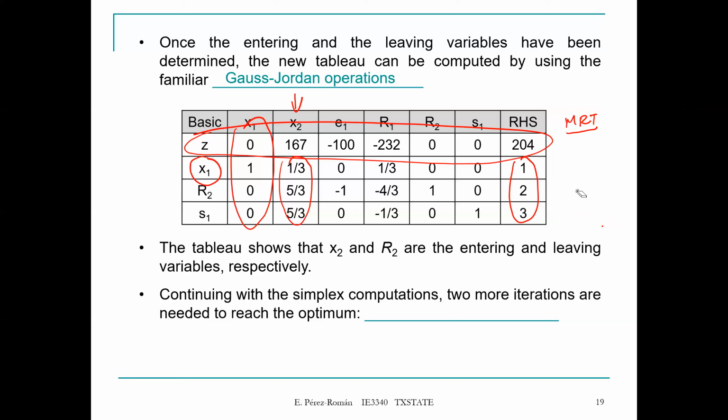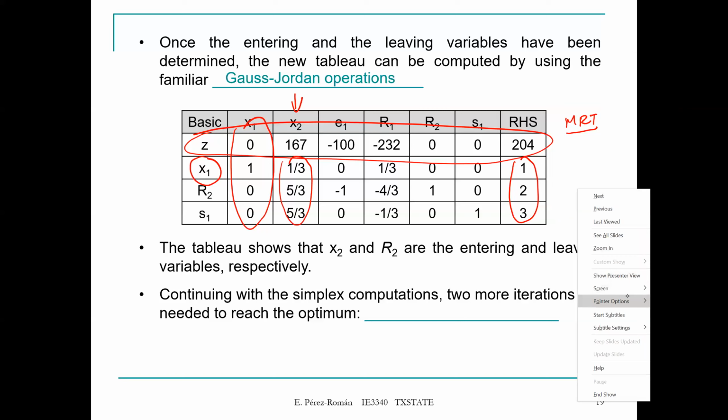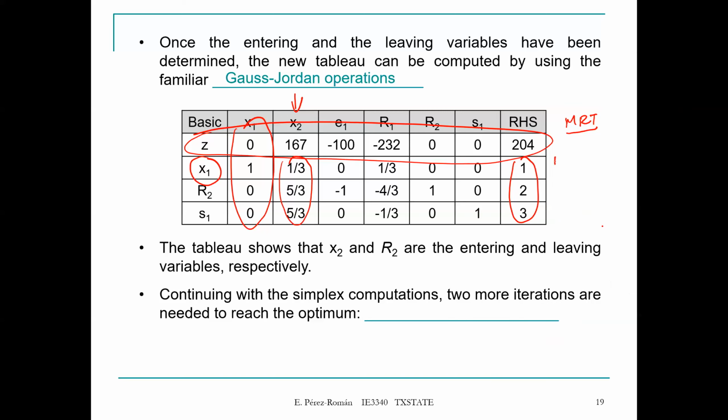So let's do the minimum ratio test. Okay, so we have 1 divided by 1/3, which is equal to 3. Then we have 2 divided by 5/3, which is equal to 6/5. And then we have 3 divided by 5/3, and this is equal to 9/5. So the minimum is this value. So that means that R2 is leaving.